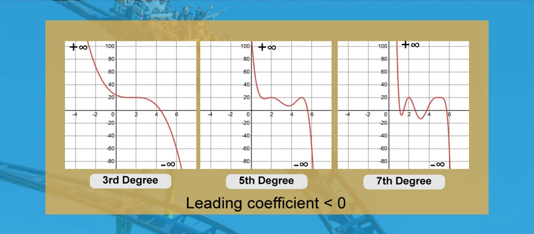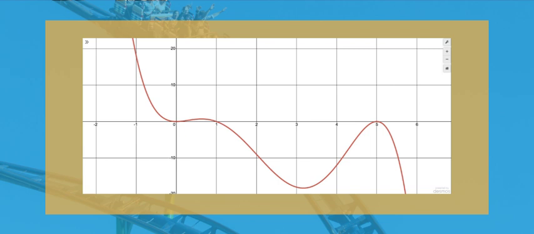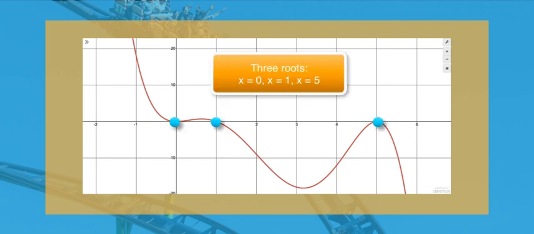Let's put all that we've covered about polynomial graphs into an application. Let's design a roller coaster based on certain specifications. Suppose you want to construct a roller coaster that looks like this. Based on the graph shown, how can we reconstruct the polynomial function written as an equation? Start by looking at the number of roots. There are 3 roots, at x equals 0, x equals 1, and x equals 5.